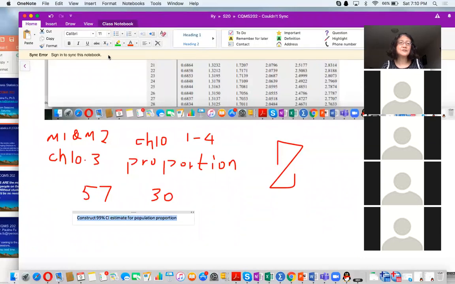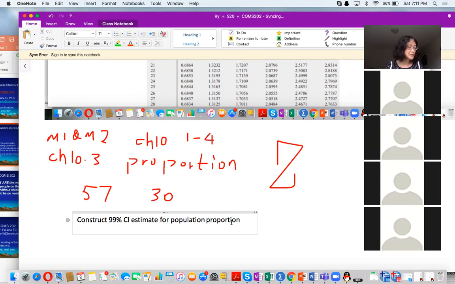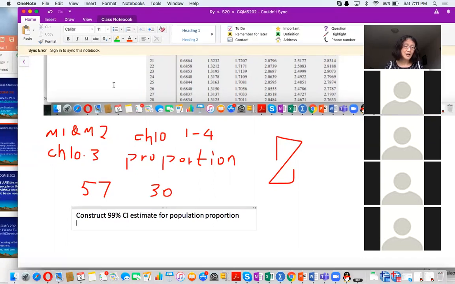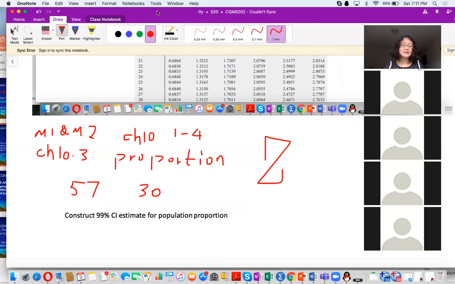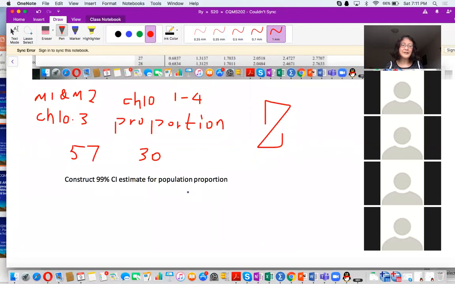Just try to increase the font size. So the question is, in a class of 57 students, I found 30 students have part-time jobs. The question is, construct a 99% confidence interval estimate for population proportion. So again, two methods. Method 1, use formula. Method 2, use calculator. During the exam, you decide what method you want to use. I don't force you to use any particular method.